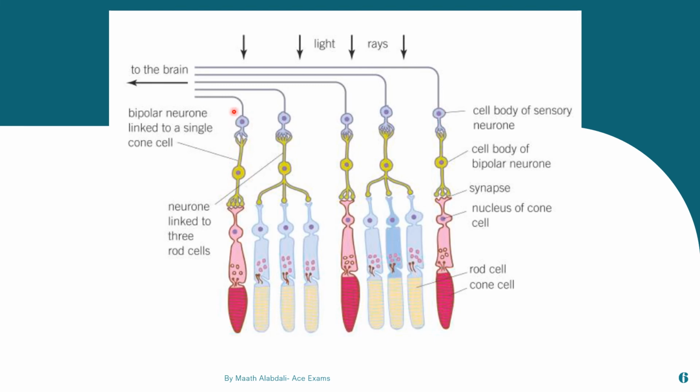and this is done through the bipolar neuron, which is linked to a single cone cell. And then over here, the neuron is linked to three different rod cells, as I explained. This one is the cell body of the sensory neuron. This is the cell body of the bipolar neuron. This is the synapse, which is the gap in between, and then this is the nucleus.